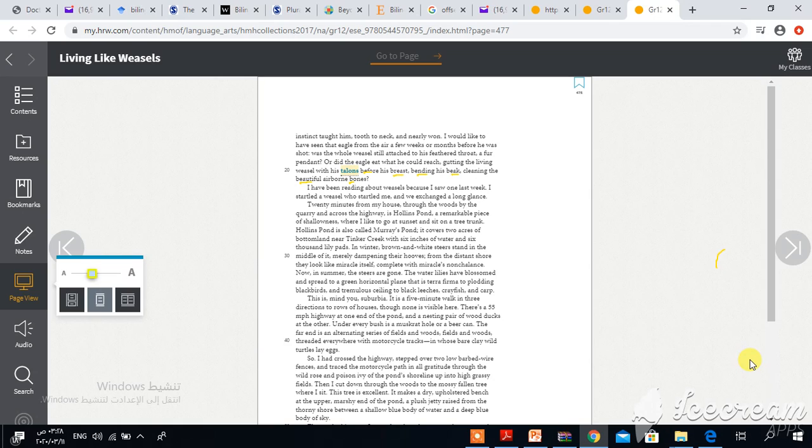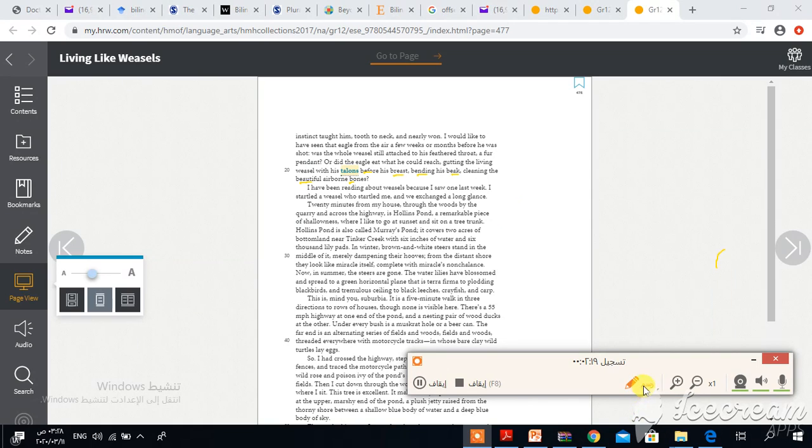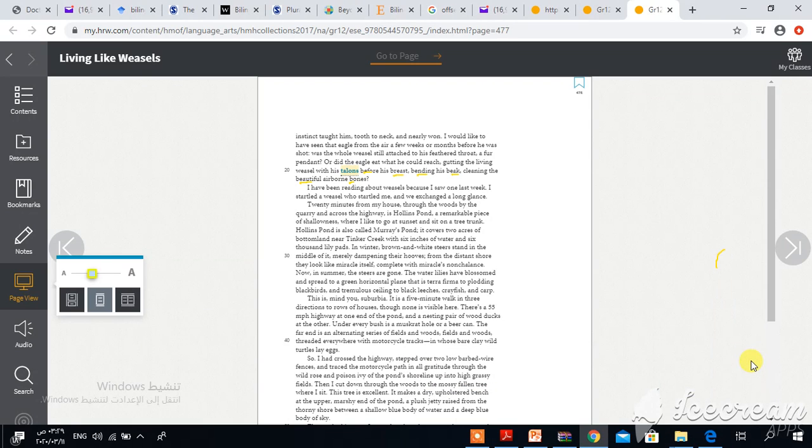Well, right now, in the next paragraph, we can give a brief summary that the author uses long sentences in order to tell about a place he's always heading to. This place is called the Holland's Bond.